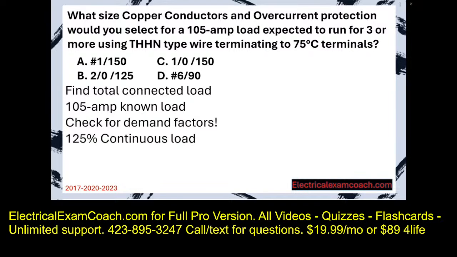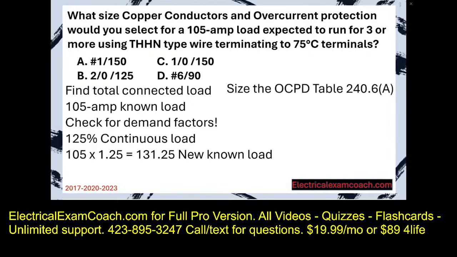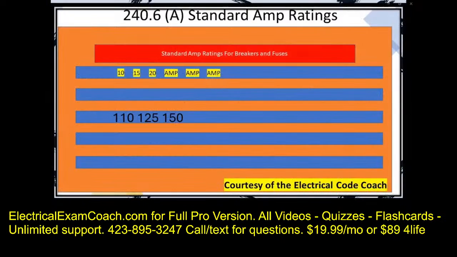When we look, we find that we have the 125% continuous load rule, so we do our math. We take our original starting known load, multiply it by 1.25, and that gives us a new known load of 131 amps, and now we can size our overcurrent protective device. We head to Table 240.6(A) and we choose the next standard size, which is a 150.